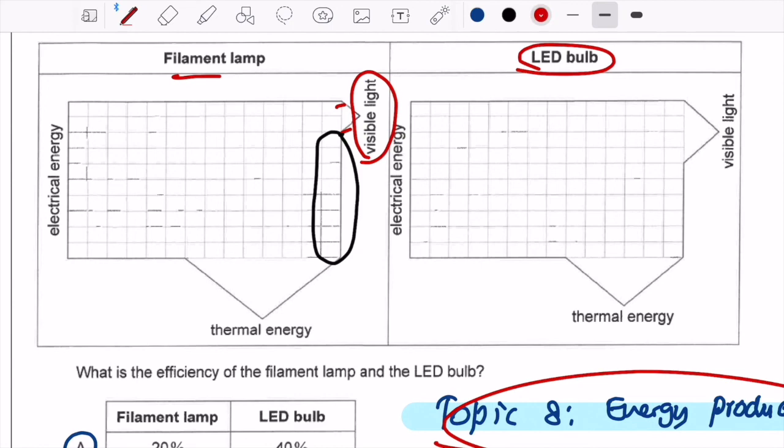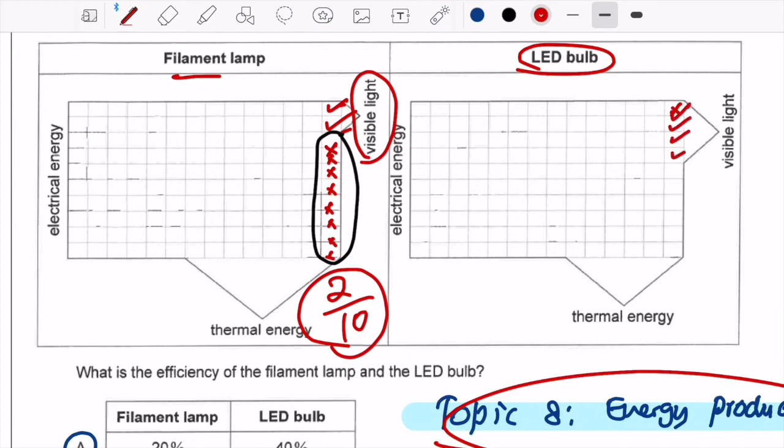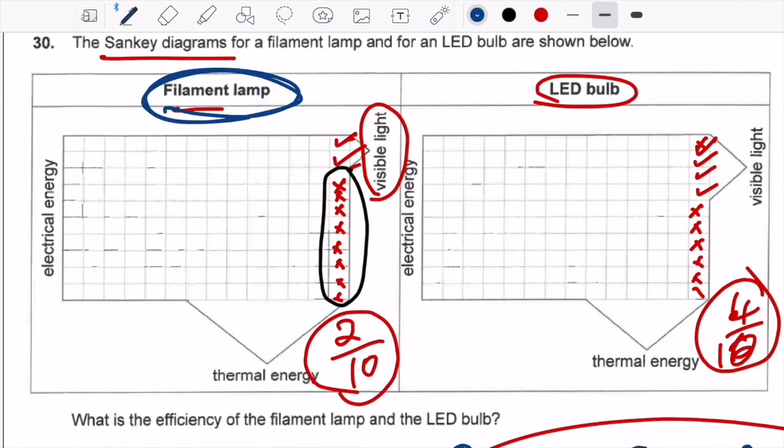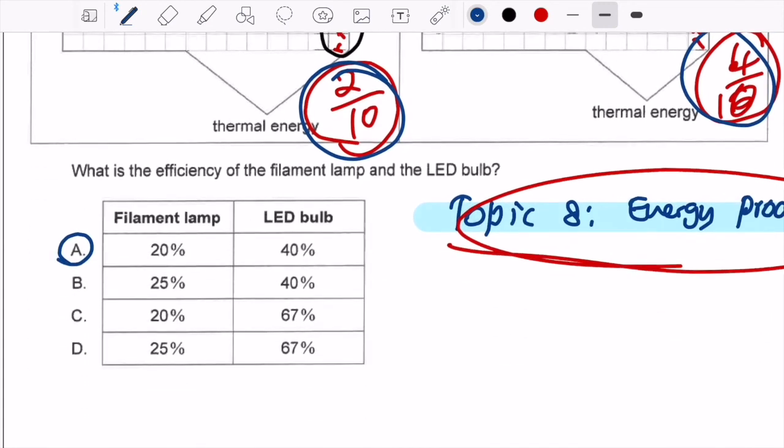So here 1, 2, 3, 4, 5, 6, 7, 8. So 2 out of 10 is good here. If you do the same for the LED, 1, 2, 3, 4, 5, 6, so 4 out of 10 is good with LED. Of course that makes all the sense, because filament lamps are being replaced everywhere by LED bulbs. It must have a reason, right? The reason is the LED lamps are much more efficient in producing visible light. So this is 20% efficient, this is 40%, twice as efficient. So filament lamp efficiency is 20, LED lamp is 40.